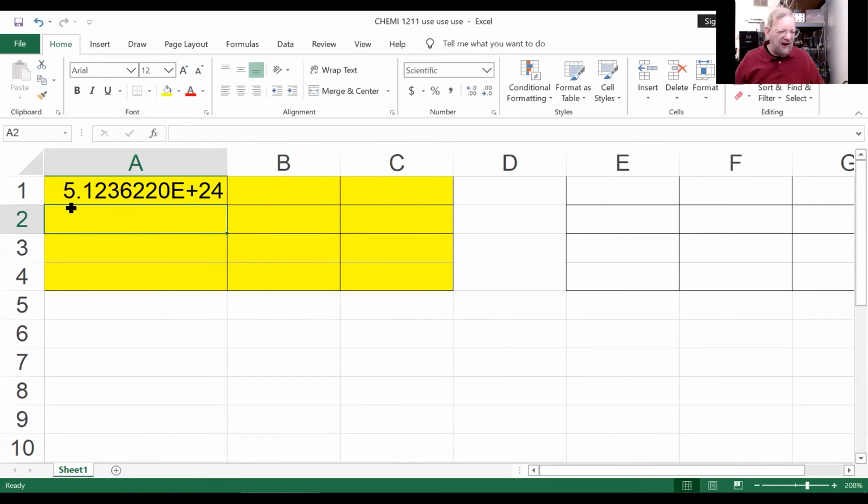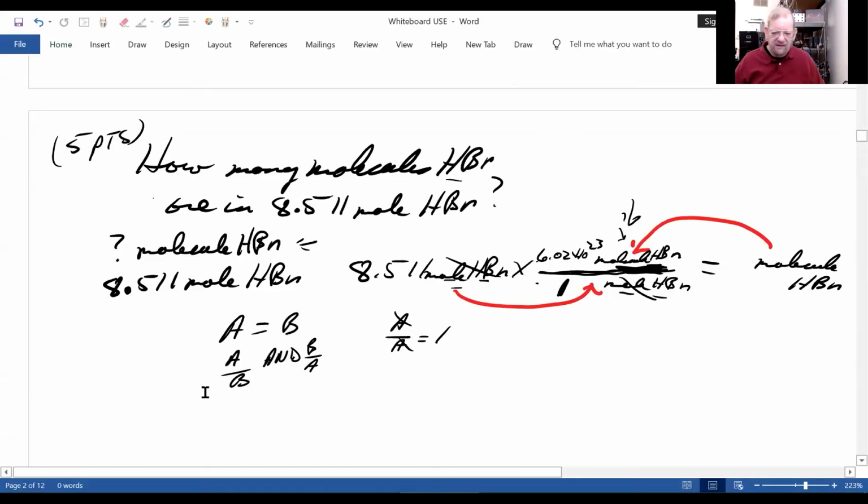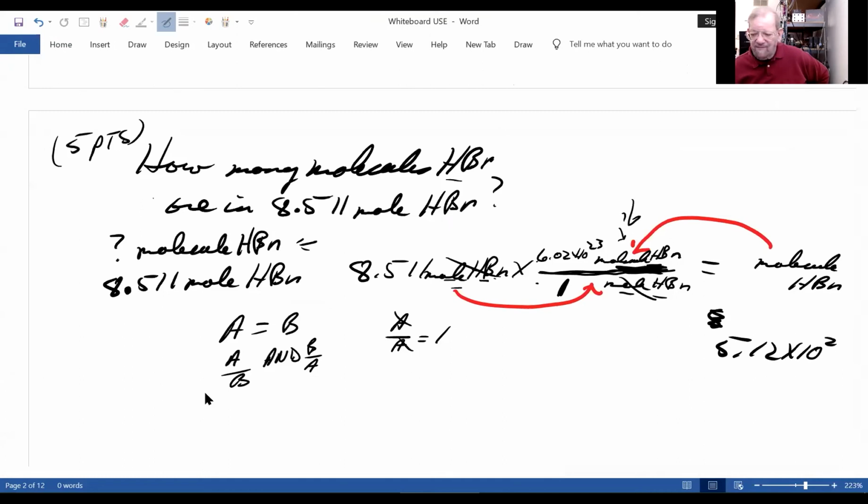Time's up. I gave you bonus time. Keep the 5, keep the 1, keep the 2. Use the 3 to round off. Is that 4 or less? Yes. I drop all that. So the answer is 5.12 times 10 to the 24th. Now write it down here because I didn't leave myself enough room. Now, if you don't write the units here on the test, I don't take all the points, but I do. And this is how you do it.